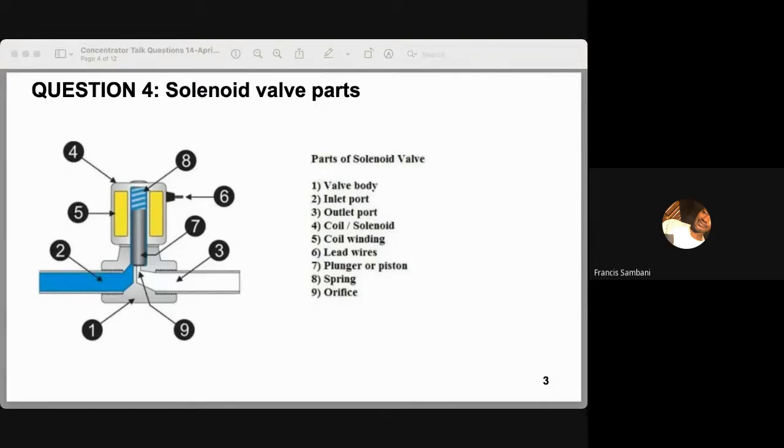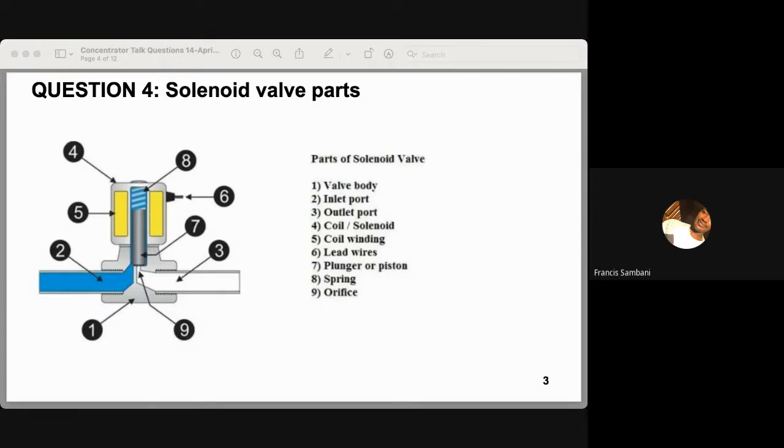So, as we can see in our graphics, we have an orifice. Basically, we have the plunger, which is number 7, and then we have the small orifice, which is number 9, and we have the core windings, which is number 5. So if you have current passing through the core windings, they'll magnetize the plunger, pulling it up, opening the orifice for air to pass through. So that's the basic working principle of a solenoid valve. When the coil is damaged, current will not be able to pass through the coil, and the plunger cannot be magnetized.